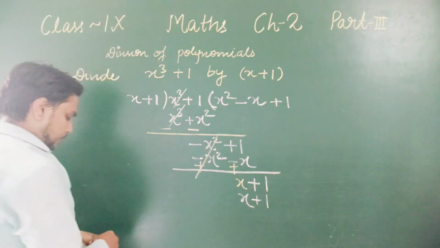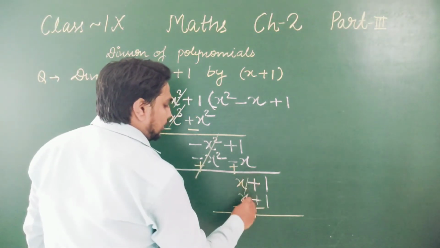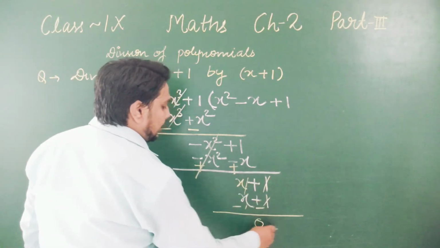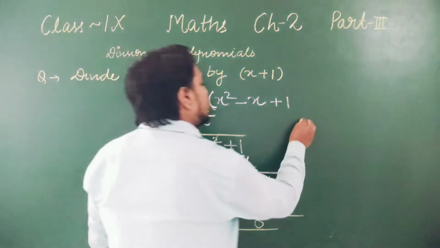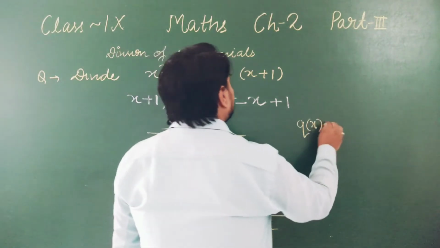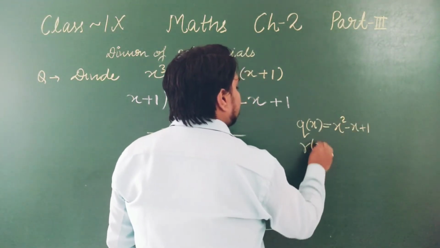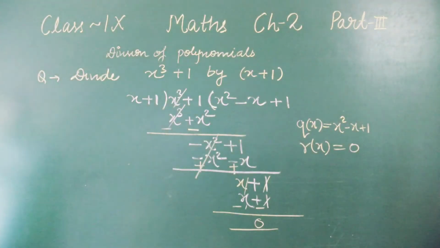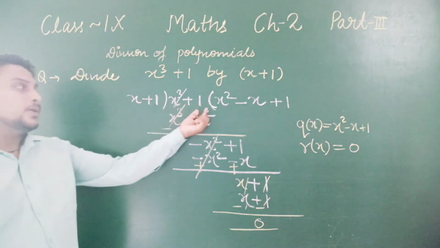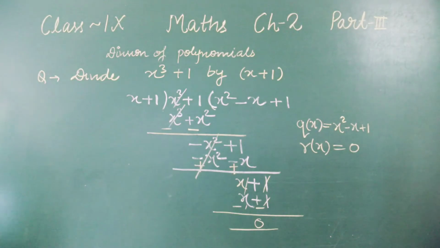And when we do the subtraction in the last step, both will be cancelled out and the remainder comes 0. So for this question, the quotient is x square minus x plus 1 and the remainder is coming 0. The dividend was x cube plus 1 and the divisor was x plus 1. Note it down.